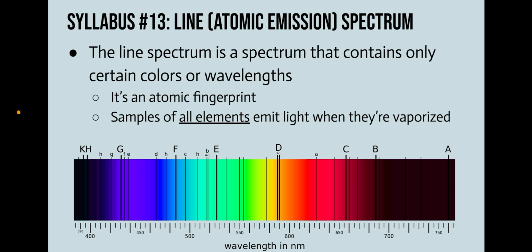All right, number 13, line atomic emission spectrum. So the line spectrum is a spectrum that contains only certain colors or wavelengths. It's an atomic fingerprint, and samples of all elements emit light when they're vaporized. So essentially what this is doing is it's showing what types of light are emitted from the element you're sampling. And like I said earlier, this is going to be measured in nanometers for your wavelength.